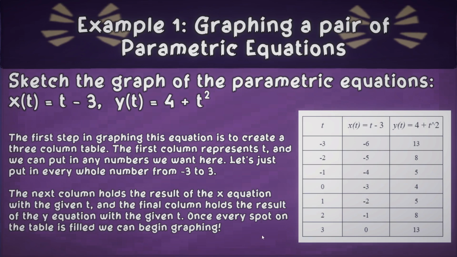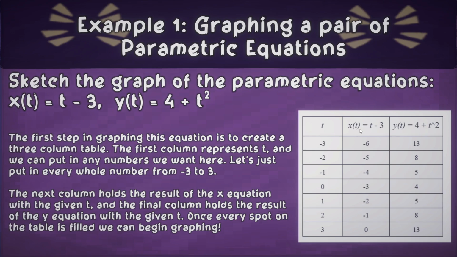The first column represents t, and we can put in any numbers we want here. Let's just put in every whole number from -3 to 3 to keep things simple. So as you can see here, -3 to 3. The next column holds the result of the x equation with the given t, and the final column holds the result of the y equation with the given t. Once every spot on the table is filled up, we can begin graphing.